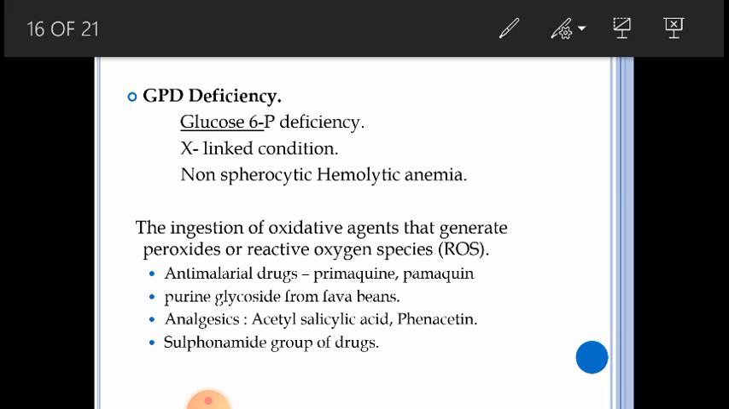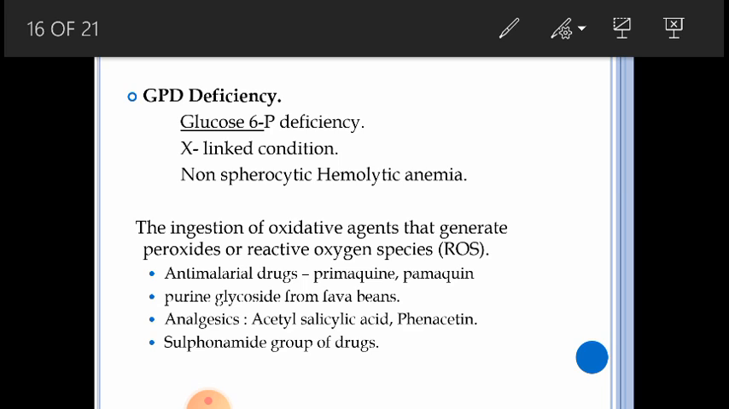Anemia means there is a lesser amount of RBC; the number of RBC cells is very low. RBC cells are getting lysed due to the peroxide formation by the anti-malarial drugs. Anti-malarial drugs lead to the formation of peroxides, and these peroxides cause RBC lysis. So the amount of RBC cells is getting lowered, causing anemia.